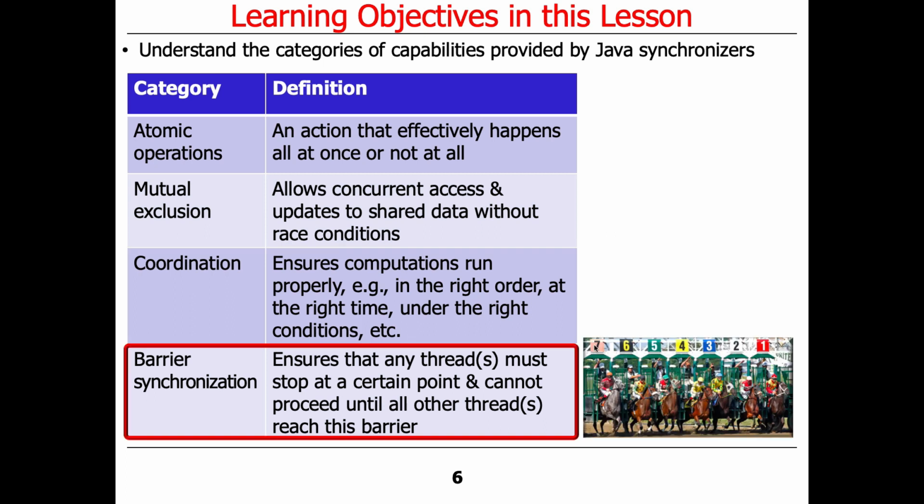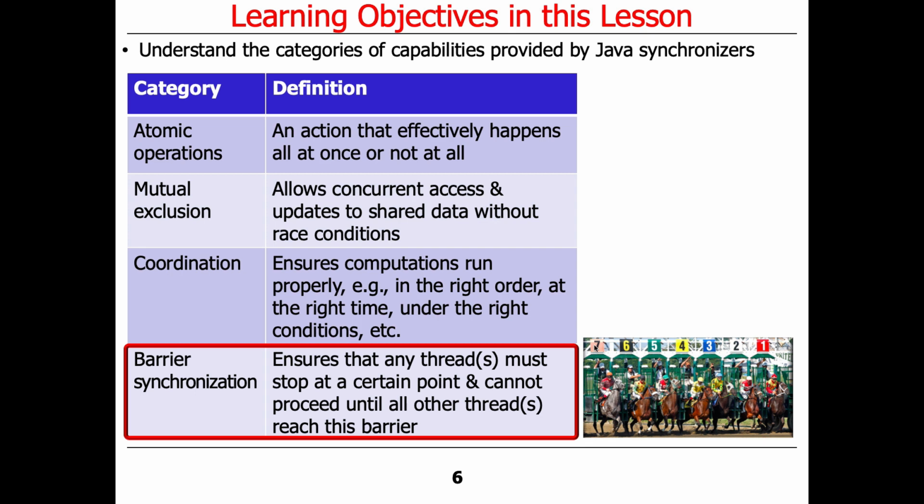And then the fourth category of synchronization capabilities Java provides are called barrier synchronizers. These are used to ensure that one or more threads have to stop at a certain point and can't go forward until other threads have also gotten to that point. So a good example would be the starting gate in a horse race or an auto race or a track and field race, right? It wouldn't be any good if people walked up to the starting gate and just started running. You have to wait till everybody's there and you go, 3, 2, 1, or ready, set, go, and so on. So those are the four major types of capabilities we'll be covering with Java synchronizers.